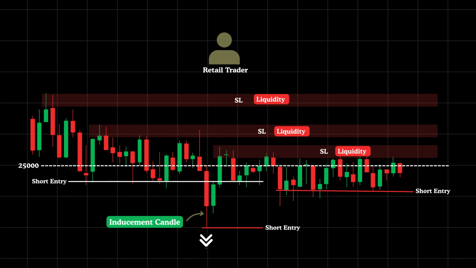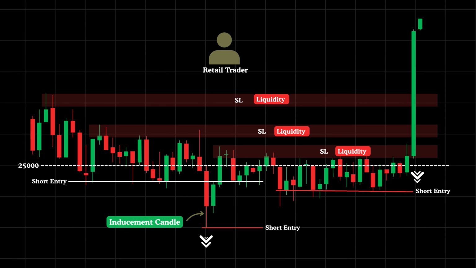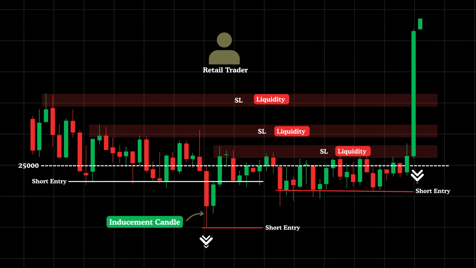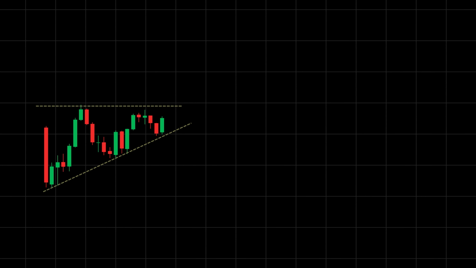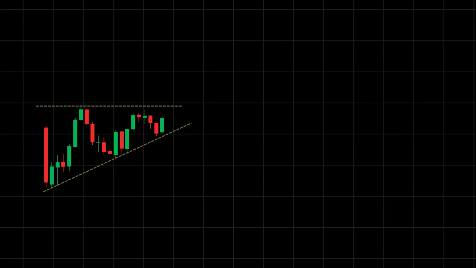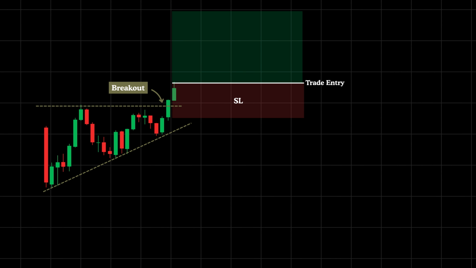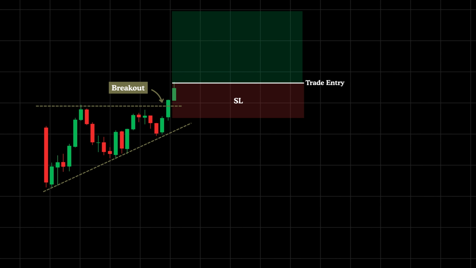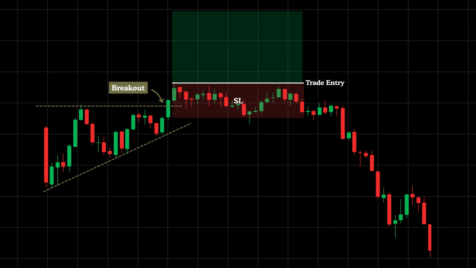As interest in short selling weakened, the price climbed higher, forming large bullish momentum candles, hitting stop losses and causing losses for retail traders. Another example is this 5-minute time frame chart of the mid-cap Nifty. In this uptrend, the price moved upward, forming higher highs inside a range. Many retail traders entered long positions as soon as a strong momentum candle broke out of this range. However, shortly afterward, the price reversed, triggering their stop losses and resulting in losses.